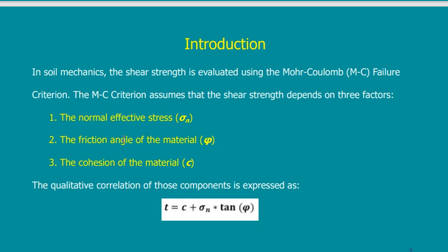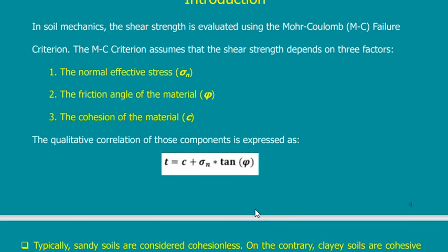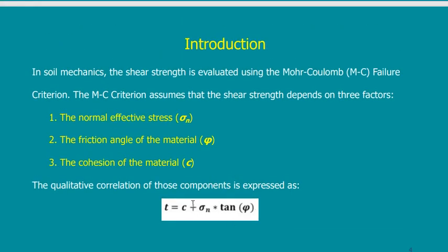All of these are included in the Mohr-Coulomb equation. This is the equation of the straight line in Mohr that is tangent to Mohr's circle. We are going to discuss it. Of course, we have discussed this in the previous lecture, but we are going to repeat it now.